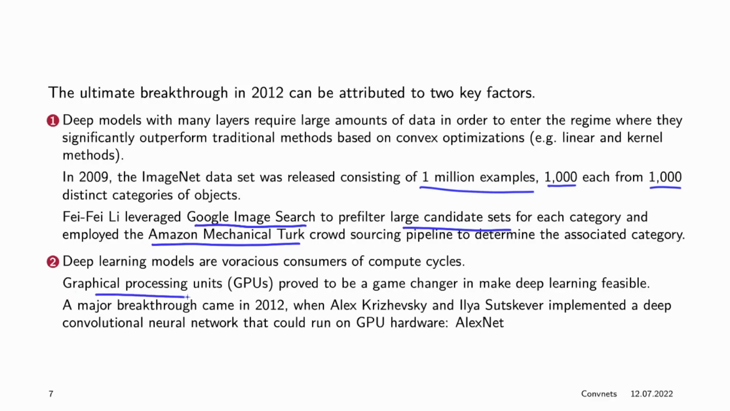The second thing that contributed to the breakthrough is related to the fact that deep learning requires a lot of compute. And at the time, graphical processing units were shown to be a game changer in enabling massively parallel computing. And it was Alex Krizhevsky and Ilya Sutskever who implemented a deep convolutional neural network that could run on GPU hardware. And this, of course, was AlexNet. So AlexNet was an 8-layer convolutional neural network.